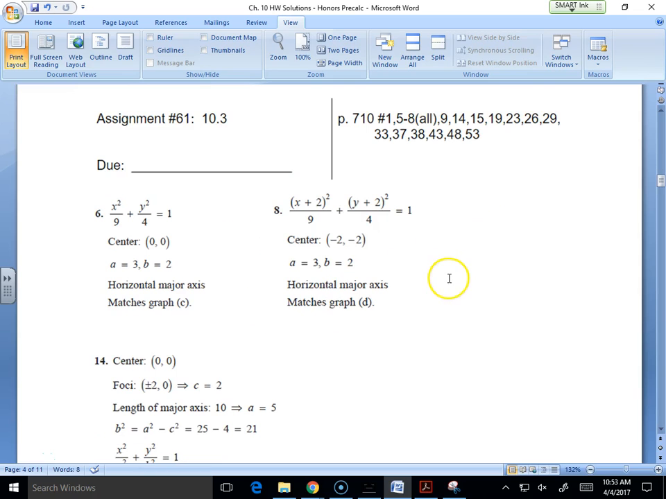Thanks, kiddo. Can you guys see it? Is it too small or is it okay? A little bit bigger? Okay.